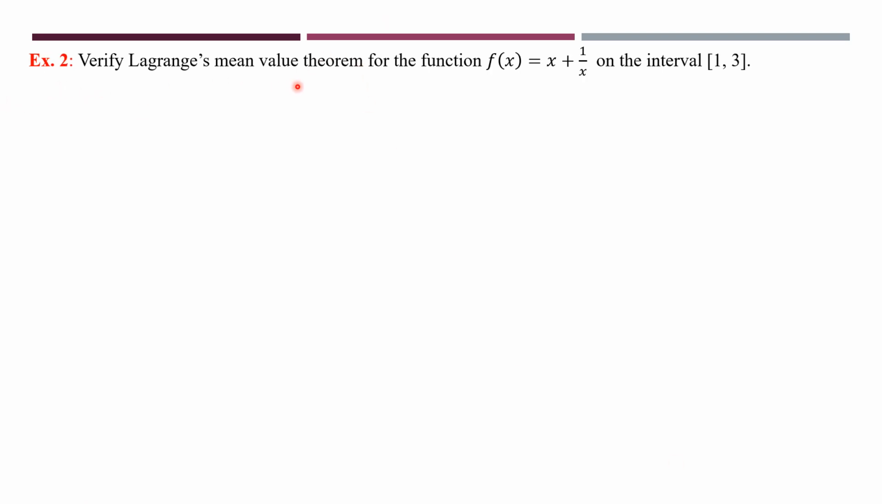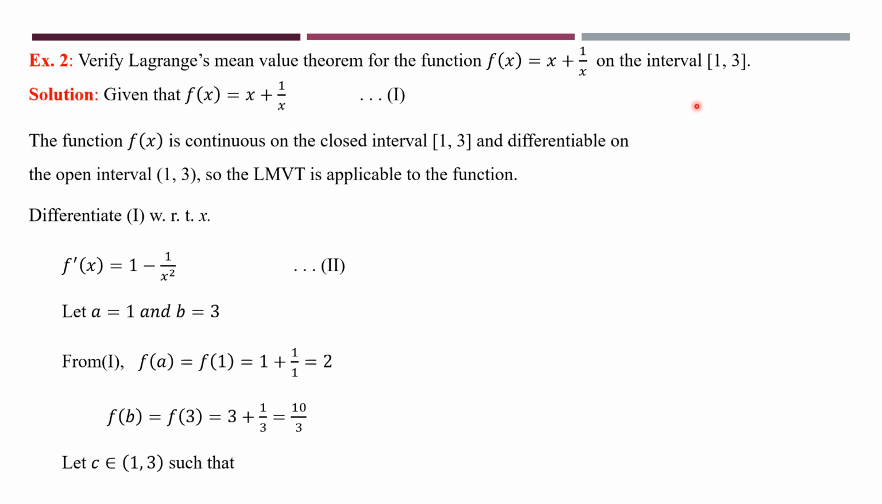Example 2. Verify Lagrange's mean value theorem for the function f(x) = x + 1/x on the interval [1, 3]. Solution. f(x) = x + 1/x is continuous on the closed interval and differentiable on the open interval. Therefore, LMVT is applicable. Differentiate the function: f'(x). The derivative of x is 1 and the derivative of 1/x is -1/x².